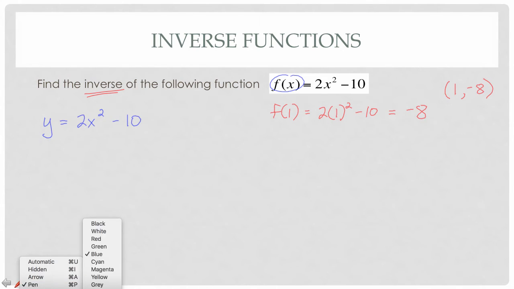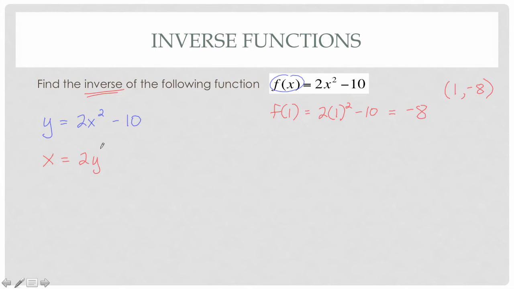The inverse function is we need to switch x and y around. So I'm going to rewrite it now as x equals 2 times y squared minus 10. This is what's going to make it an inverse. Remember, my function takes x and turns it into y. The inverse does the opposite. It takes y and turns it back into x. So in the equation, we actually switch x and y around.